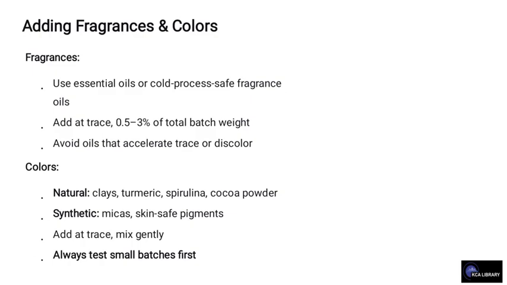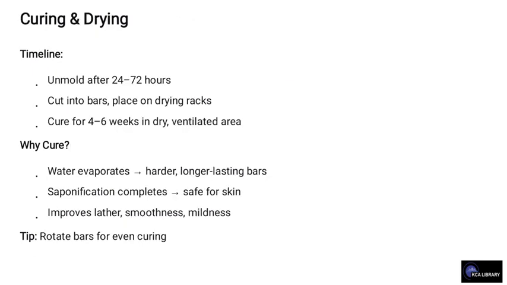For colors, we have natural color and synthetic color. Natural ones include clay, turmeric, spirulina, then cocoa powder. For synthetic, we have micas and skin-safe pigments. So you can add to your soap or add at trace and mix gently. Always test small batches before adding more.